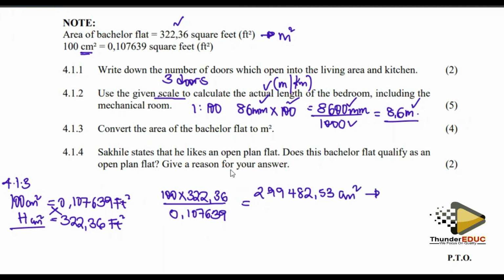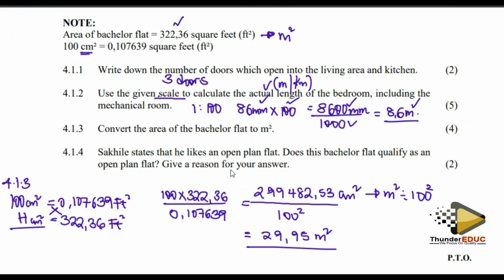Now, from centimeters to meters squared, what do we do? Centimeters to come to meters, we divide by 100. But now we are looking at centimeters squared to meters squared. We divide by 100 squared. So we shall divide the answer that we've got by 100 squared, and the answer becomes 29.95 meters squared. That is the answer.